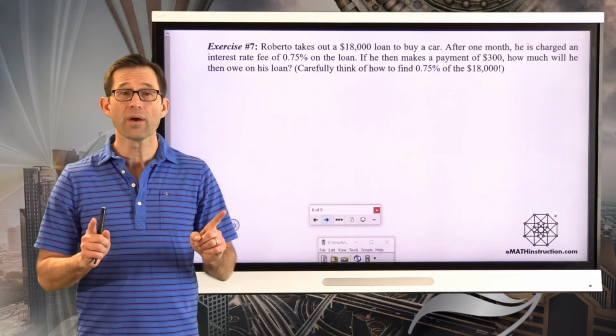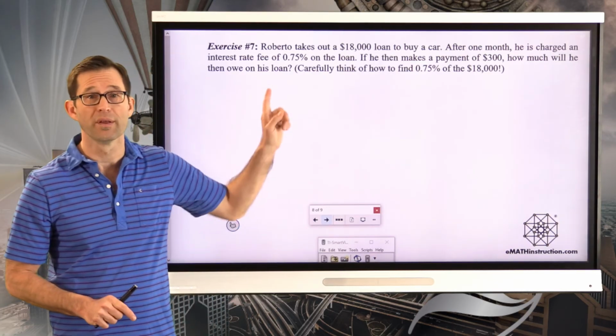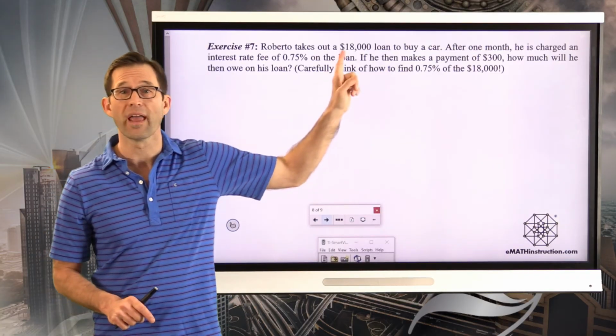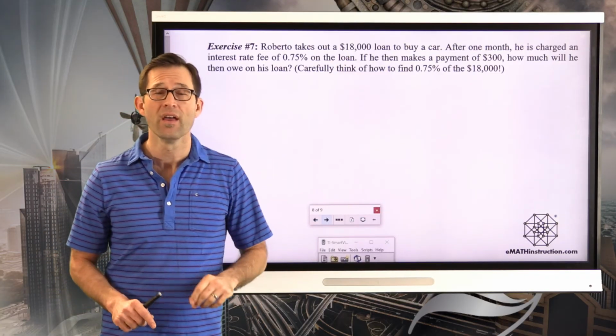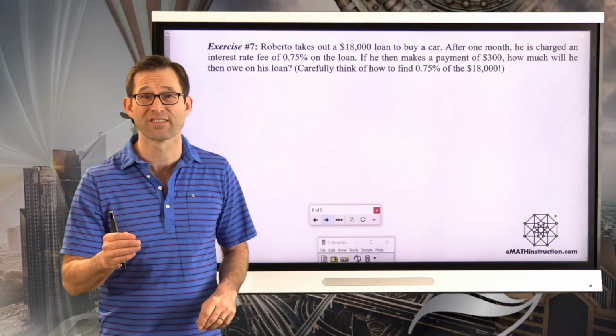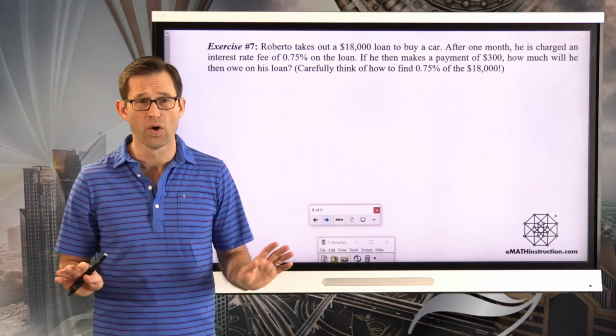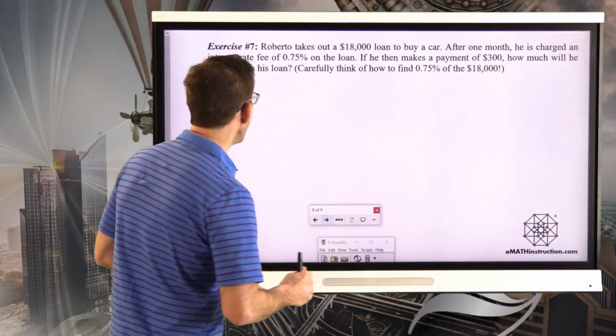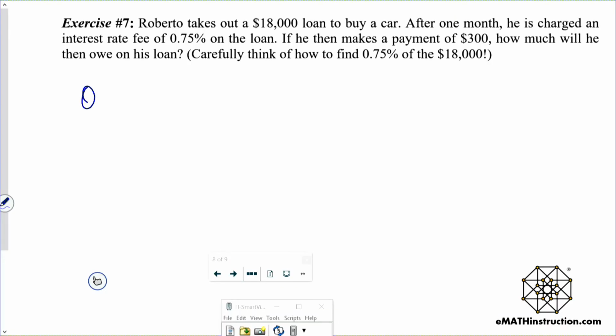All right, well, the thing that we have to be the most careful about in this problem is this 0.75%. The last thing you'd want to do is multiply 18,000 by 0.75. Then you'd be getting 75% interest and never take a loan with 75% interest. That would be horrible. You'll never be able to pay it off. All right, we need to find 0.75% of 18,000. All right, now we can do that. We just have to be careful.